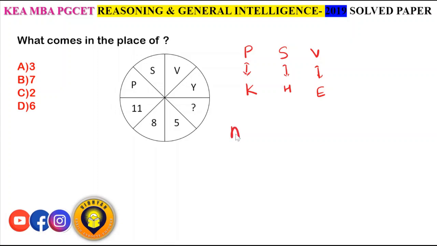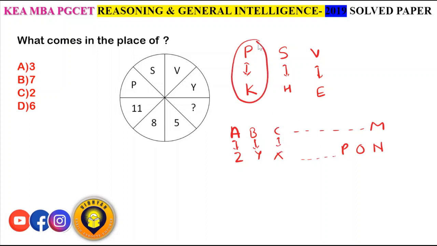What does opposite letter mean? There are 26 letters, right? So the first 13 letters you will write A, B, C, and so on up to M, which will be the 13th letter, then the 14th letter is N, right? O, P, like this you will write, up to X, Y, Z. So the opposite letter of A is Z, the opposite letter of B is Y, C is X. So this is what opposite letter means. Similarly, here the opposite letter of P is K, of S is H, of V is E.